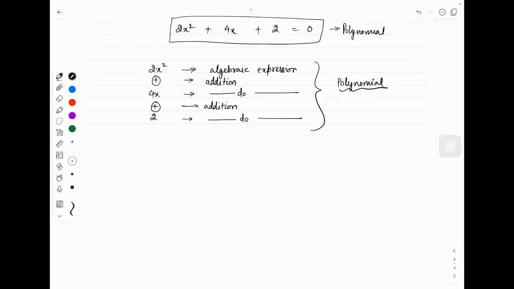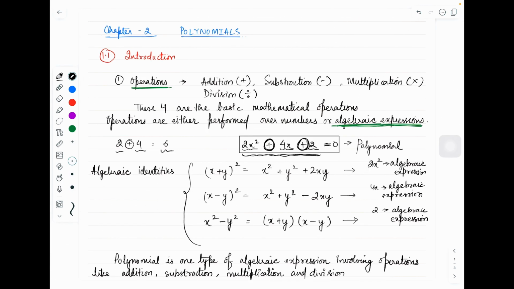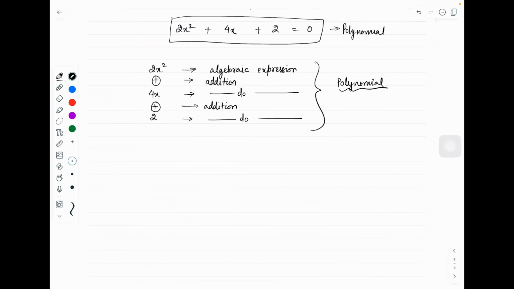A polynomial is one type of algebraic expression involving operations like addition, subtraction, multiplication and division. It involves algebraic expressions, and it involves operations also.